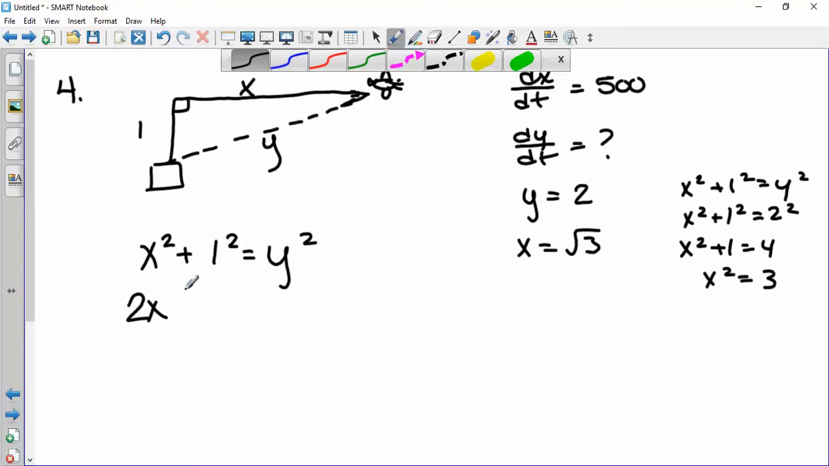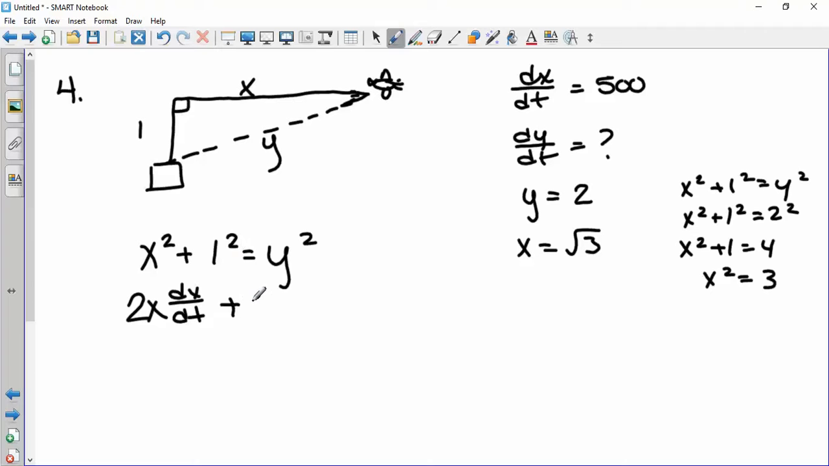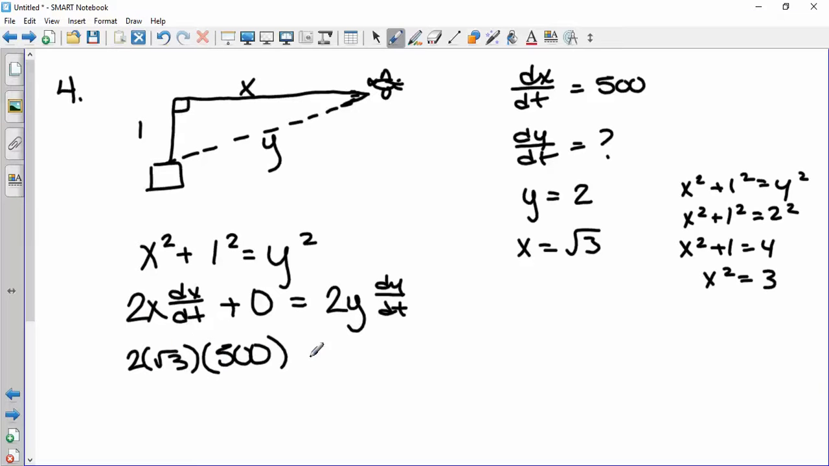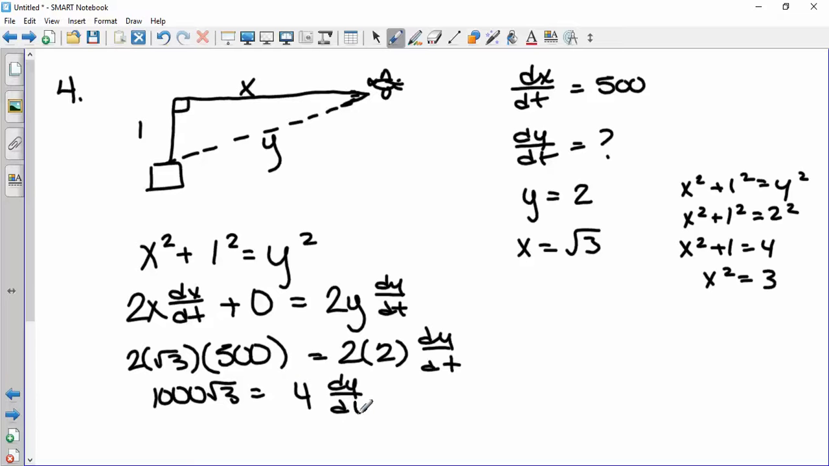So the derivative of x squared is 2x, and it gets a dx/dt with it. 1 is a constant, so its derivative is just 0, equals 2y dy/dt. So we can plug in stuff. The x is radical 3, dx/dt is 500, equals 2 times y, which is 2, times dy/dt. So we get 1000 radical 3 equals 4 dy/dt.